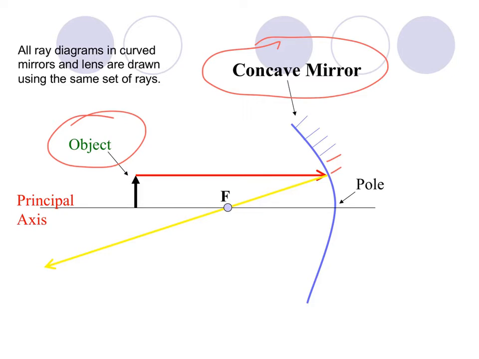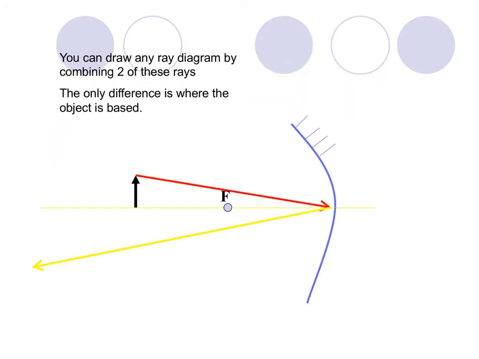It goes parallel to the principal axis, and anything coming parallel to the principal axis comes out through the focal point. This is also true of distant light. Distant light focuses at the focal point because it's parallel to the principal axis. Okay, so you've got the object, the focal point, which is where all the light from distant objects meets, concave mirror, object, principal axis, pole.